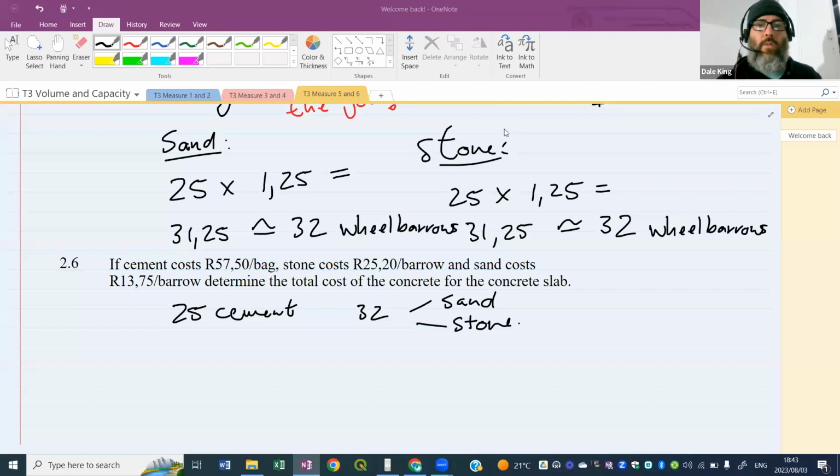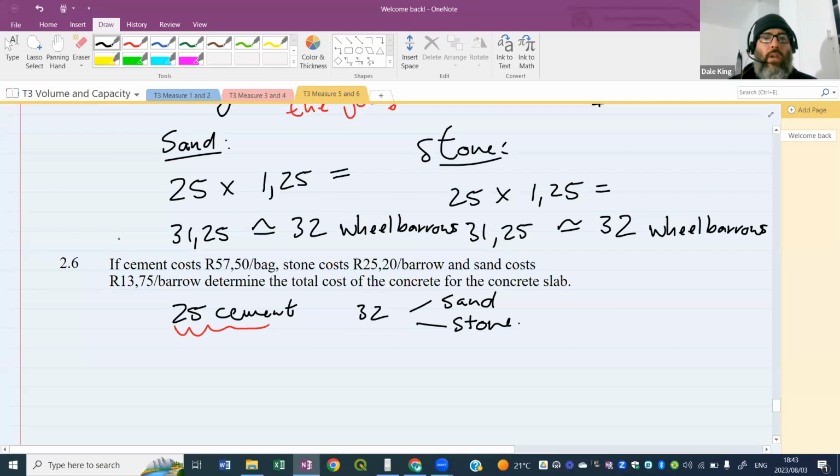Okay, Tando, you see when it says in the question, if cement costs 57.50 per bag, we have 25 bags. So you need to do 57.50 times the number of bags that you have, plus 25.20 times the number of wheelbarrows of sand, plus 13.75 times the number of wheelbarrows of stone. So it's price times the number plus price times the number plus price times the number.